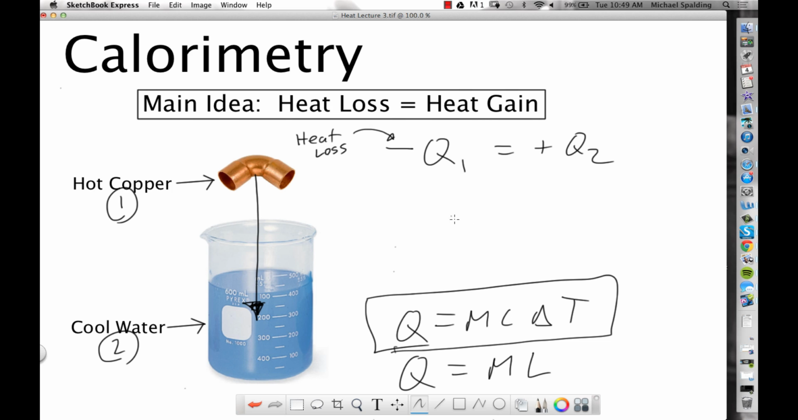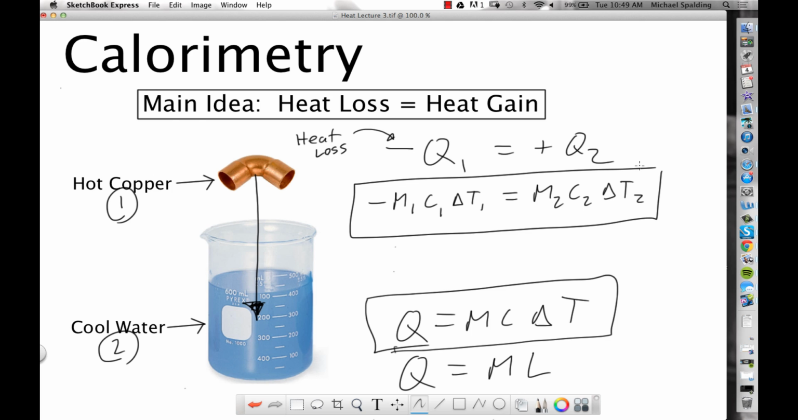So this is the equation that applies. You go negative M1 C1 delta T1 equals M2 C2 delta T2. And then you solve for whatever you're looking for. Now look, this negative is going to cancel because what else is negative? The delta T1, because the temperature of the copper goes down. So the negatives are going to cancel. My advice to you when you're doing these problems: absolute value the heats. Just say absolute value of heat loss equals absolute value of heat gain, and you'll be good.